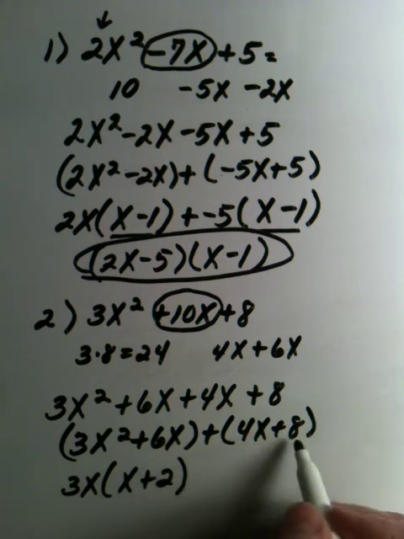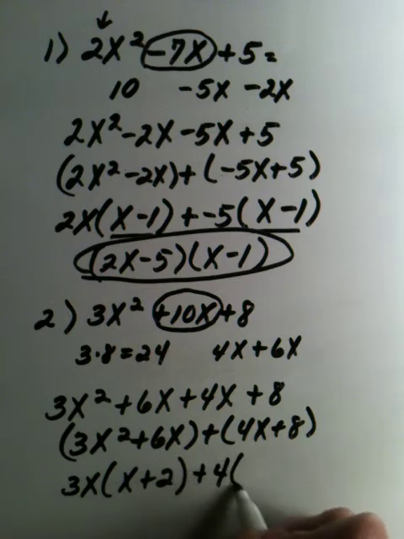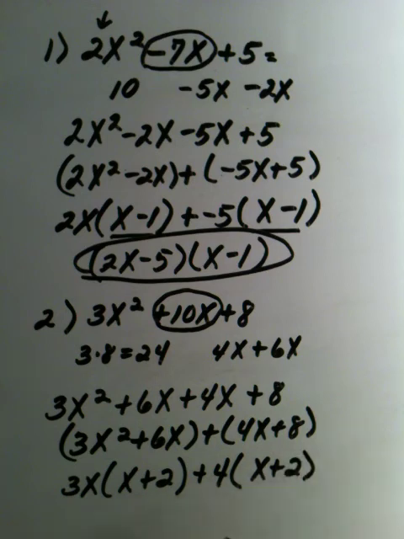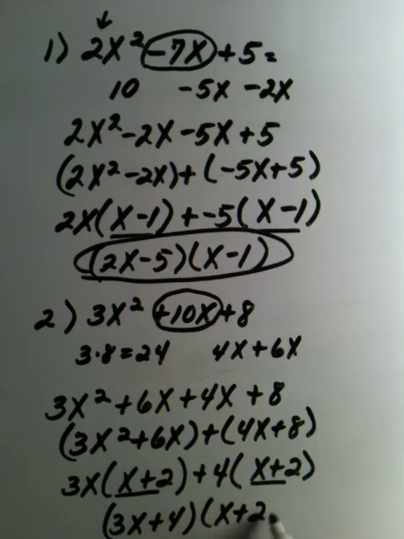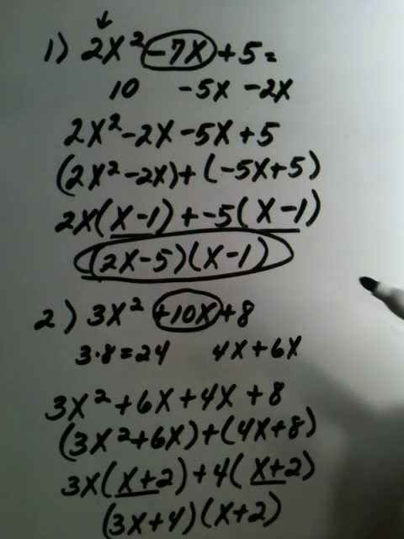The second group, the greatest common factor is 4. We're going to pull out a 4. Divide by 4, we have x plus 2. Our parentheses are exactly the same. We rewrite it as 3x plus the 4, and both are multiplied by x plus 2. If you FOIL this back together, you'll get our original problem, which was 3x squared plus 10x plus 8.